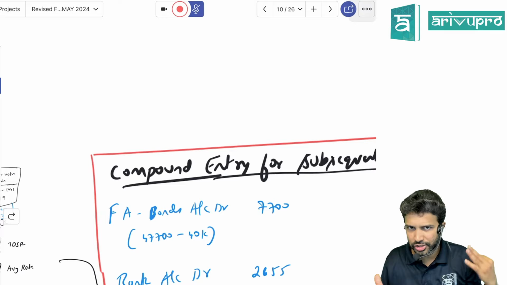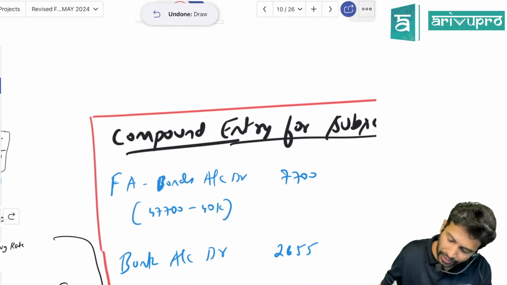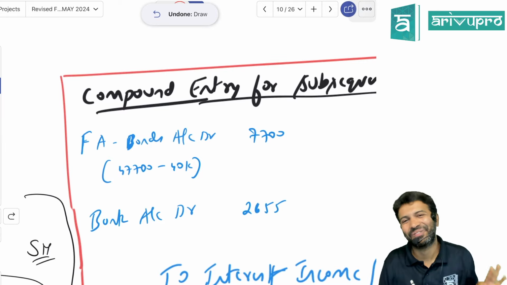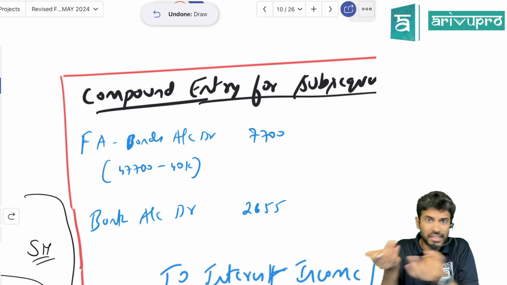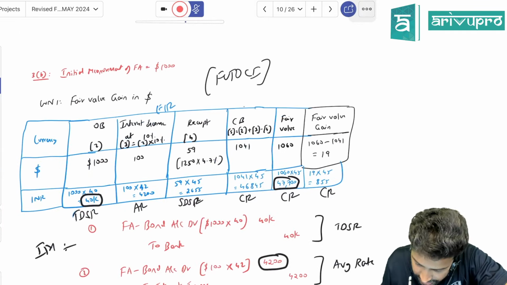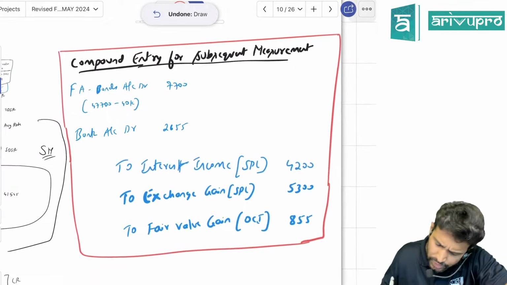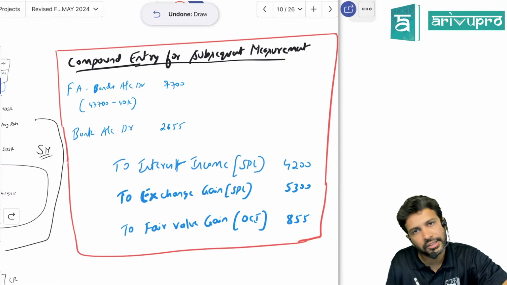Then you received interest, so it means you will debit bank. How much interest did you receive? 2,655. So bank will be debited by 2,655. Then interest is an income. Income obviously you will credit. You will book it on effective interest rate basis. So in functional currency, what is the interest income? 4,200. Credit interest income, which goes to SPL, 4,200. That's it.